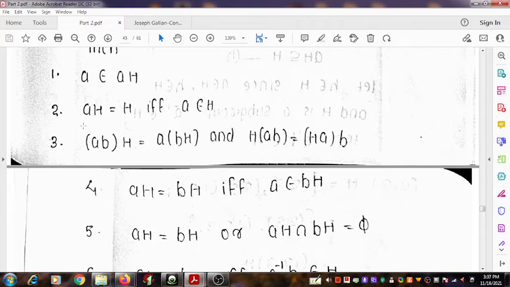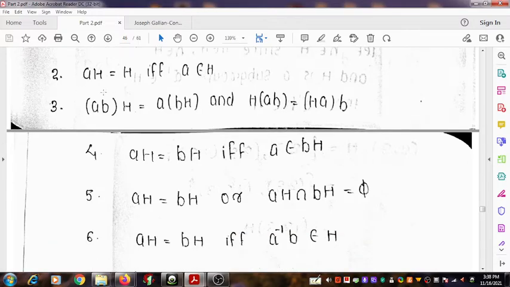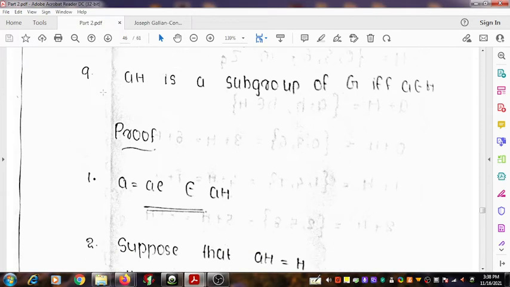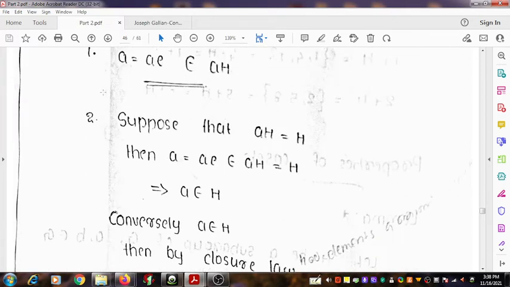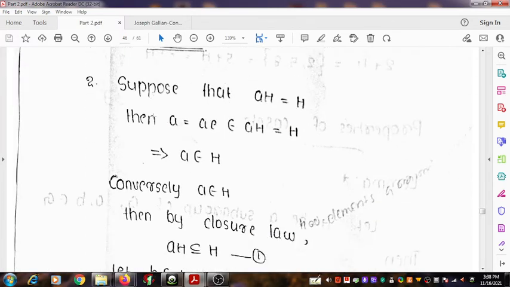Suppose one thing is, how can we prove this? For that, we come to the proof part. Suppose that AH equals H, and then A equals AE. A equals A into E, which is an element of AH, and AH equals H. So A is an element of H. This shows that A is an element of H.